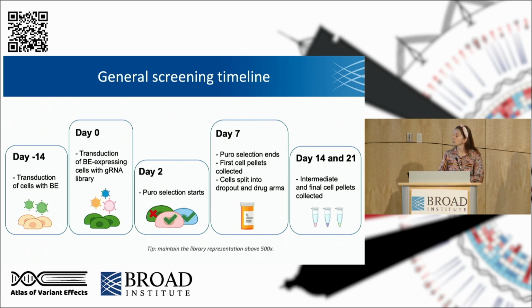And after that, we would collect our early time cell points, as well as if it is desired by the screener, the cells could be split into the drug and no drug arms. And we would follow up the cell pellet collections on day 14 and day 21. Here, it is also very much important to maintain a good representation of the library, and we tend to not let it drop below the 500x.